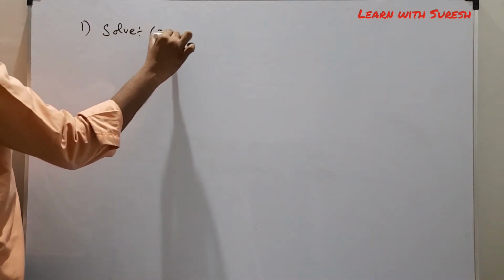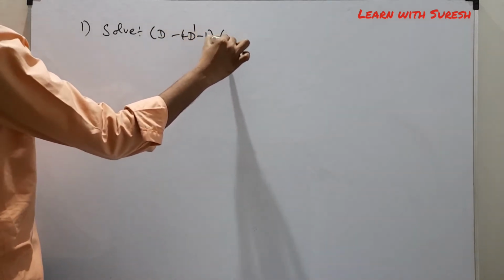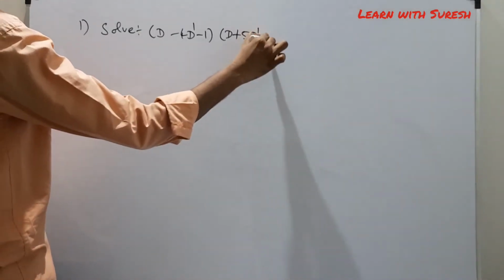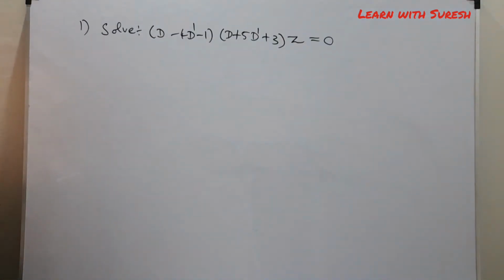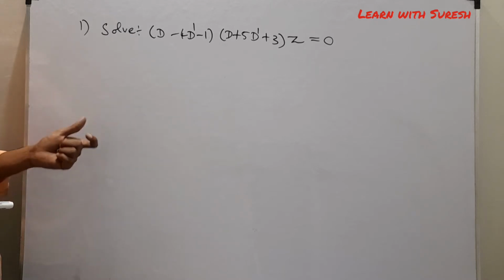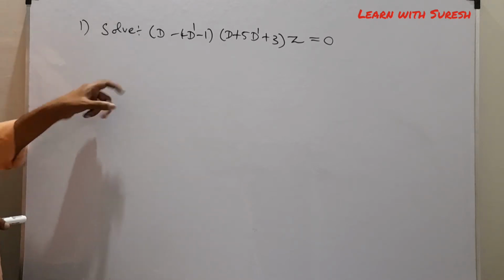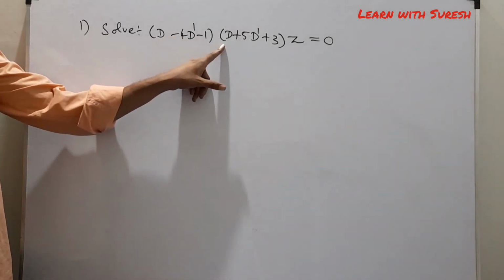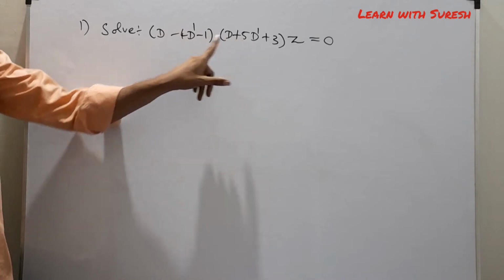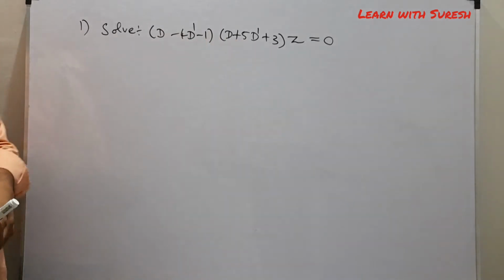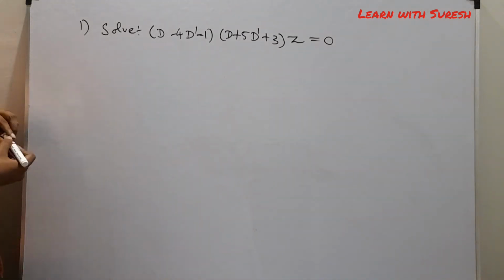Solve (D - 4D' - 1)(D + 5D' + 3) z = 0. Before solving the problem we have to check whether the given PDE is homogeneous or non-homogeneous. Already I said the simple technique to find it. Multiply this D into D, D squared, it's a second order derivative. D into D', second order. D into 3, it's a first order. So the order of the derivative is not the same in each term. It is a non-homogeneous type problem.